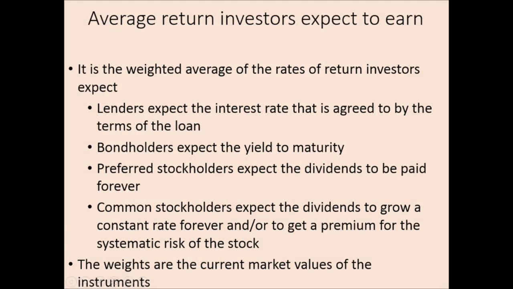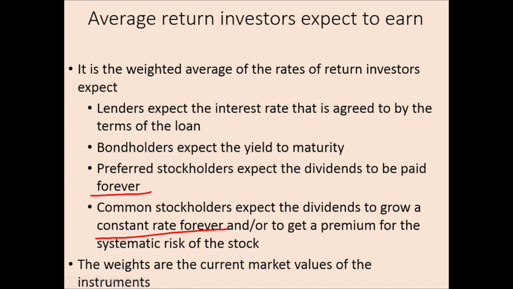Preferred stockholders expect the dividends to be paid, and we typically value preferred stock as if it's going to last forever. So we value preferred stock as if it is a perpetuity. Now, common stockholders expect dividends to grow at a constant rate forever. Remember, this constant rate forever means it's going to be growing like a growing perpetuity, so that we can value it. Or they expect a premium for the systematic risk of the stock. Using the CAPM, or the capital asset pricing model, we get the rate of return that those investors might expect in that case.